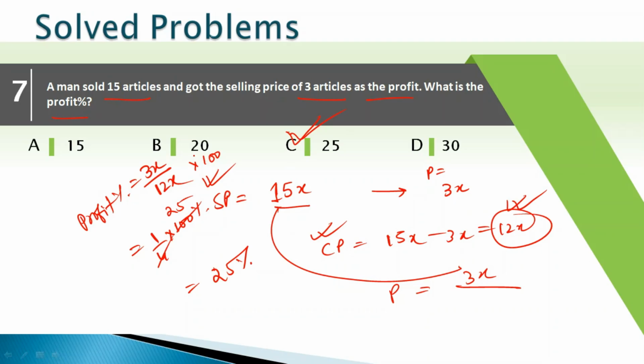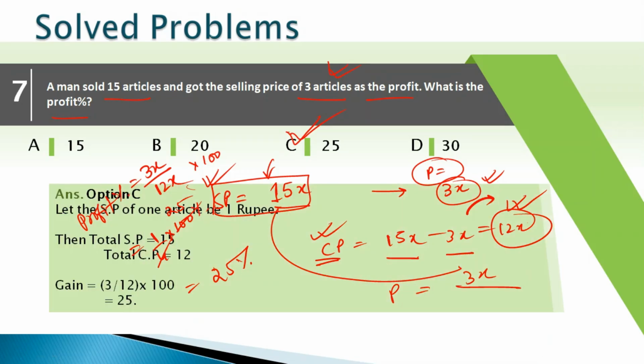Got it? The selling price was 15x. If you are assuming that x is the selling price of one article, profit was 3x. 3 article का price ही profit है, तो मतलब profit is 3x. Then what is the CP? CP is lower than SP because he made a profit. So 15x minus 3x कर दो, तो जितना आता है वो हमारा cost price होगा 12x. So total इस process में 3x है, 3x by 12x into 100 कर दो, तो हमारा profit percentage निकल के आ जाएगा. Got it? So option C is the correct answer, 25.